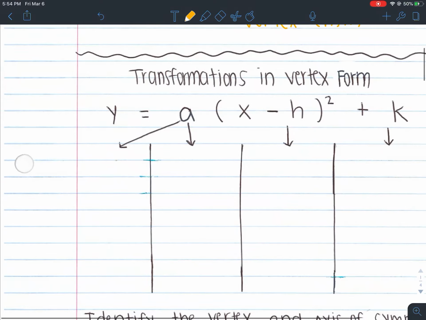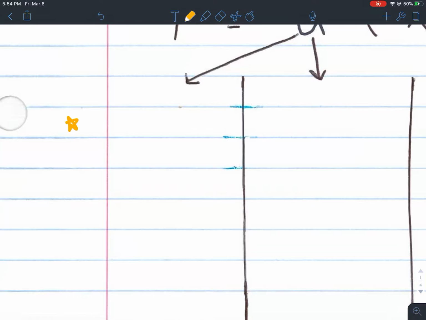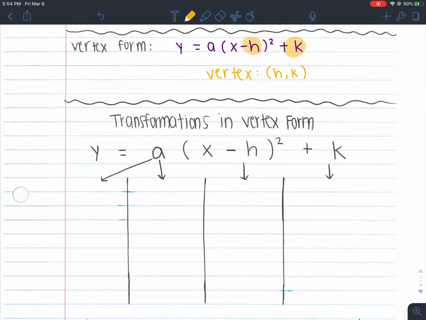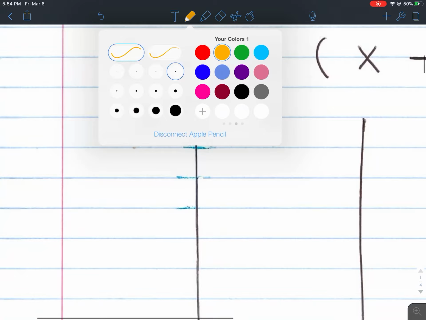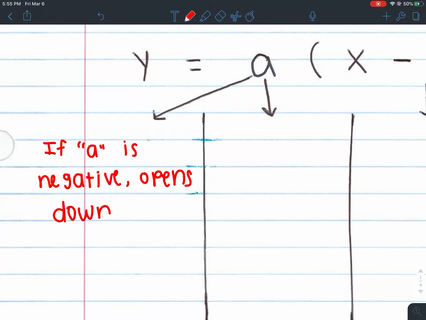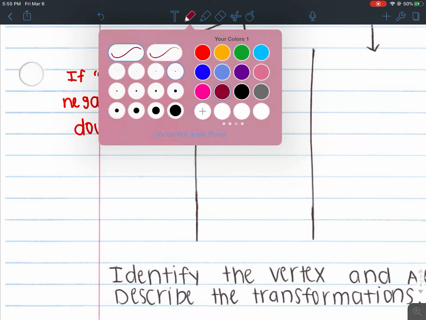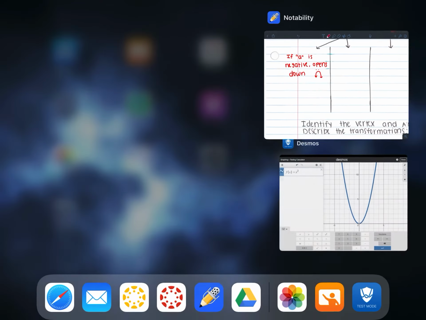Normally we would get the A value and you would say, if A is positive, it opens up, and if A is negative, it opens down. So the first thing I want to mention is if your A is negative, it opens down, and that's not new, that's something we know. It's going to make a downwards parabola, and remember, negative with a sad face. If it opens down, there's a reflection happening.